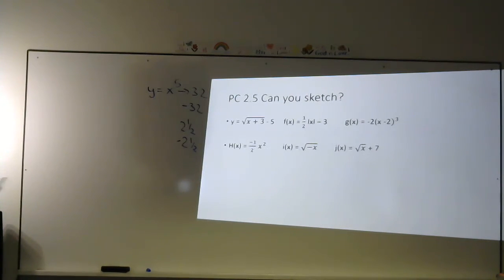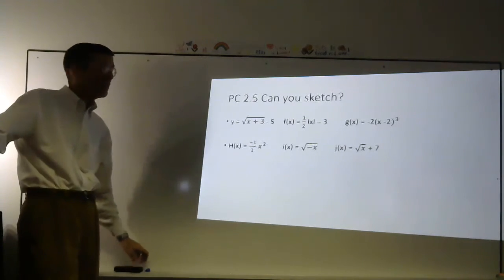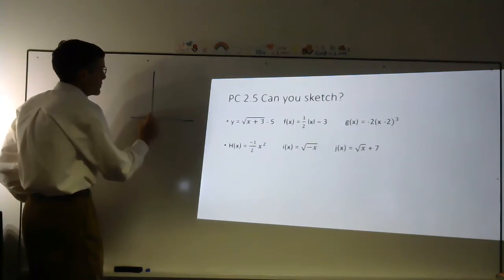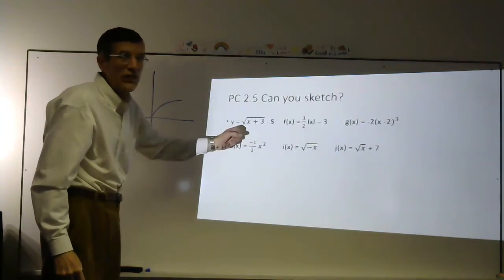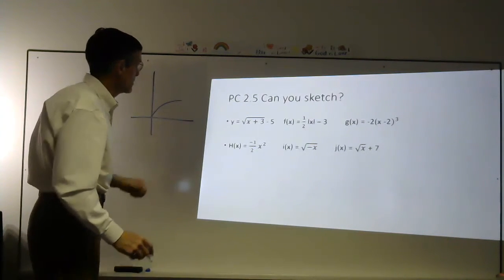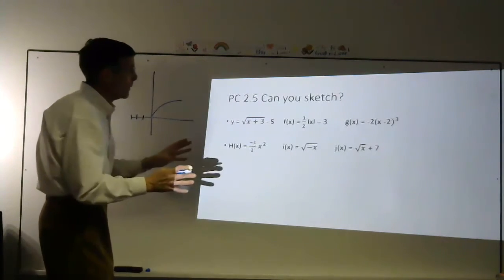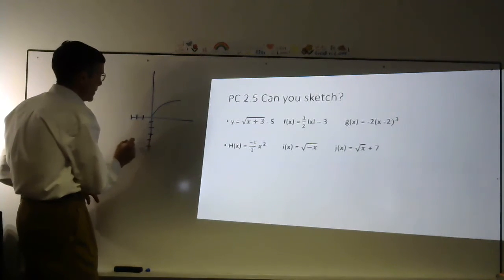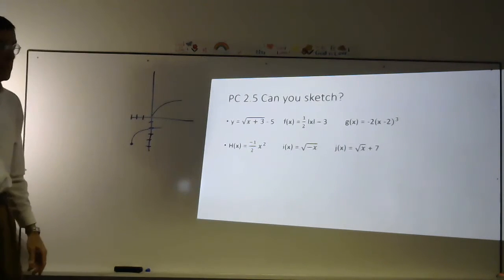More on sketching. All right, let's do some more sketching. I told you this was an easy section. All right, square root. We know the basic square root looks like that. The +3 with the x moves it to the left, the opposite. So we're going to come back 3, and a -5 on the whole thing sucks it down 5. So we're here, and it still looks like that. Okay?